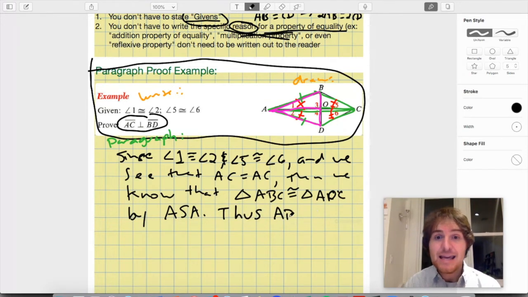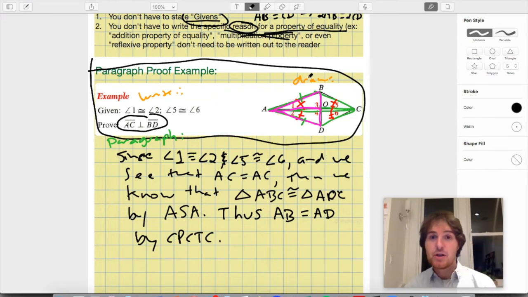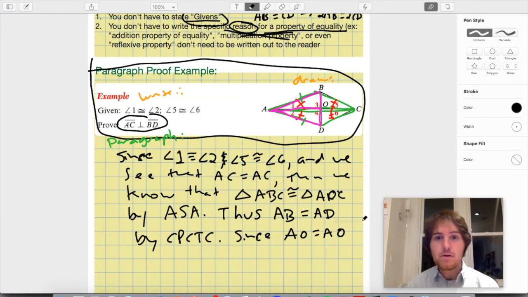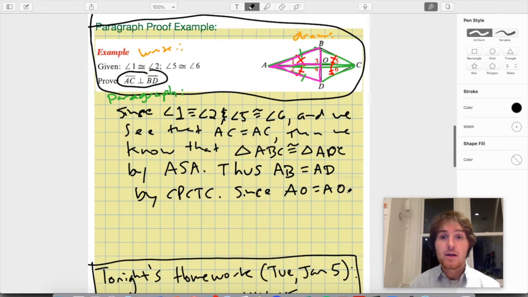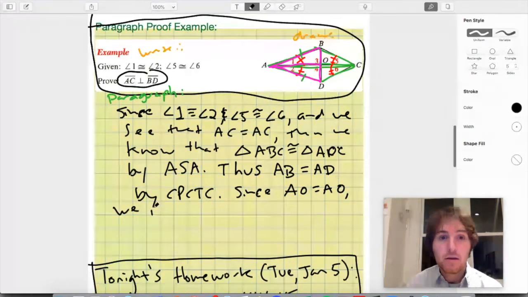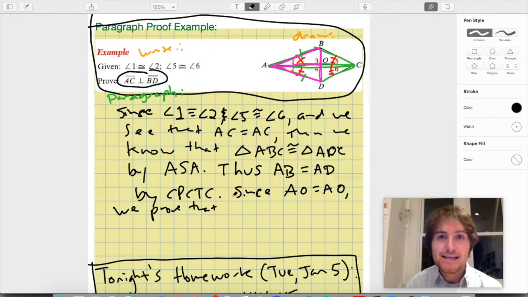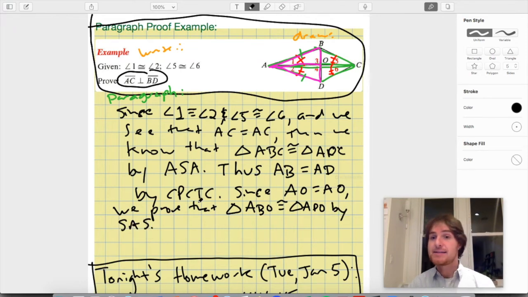Thus, AB equals AD by CPCTC. And then we think that's good because we know, right, since AO equals AO, we don't have to say reflexive, which is nice here, okay? We prove that triangle ABO is congruent to triangle ADO by SAS. By SAS right here, okay?